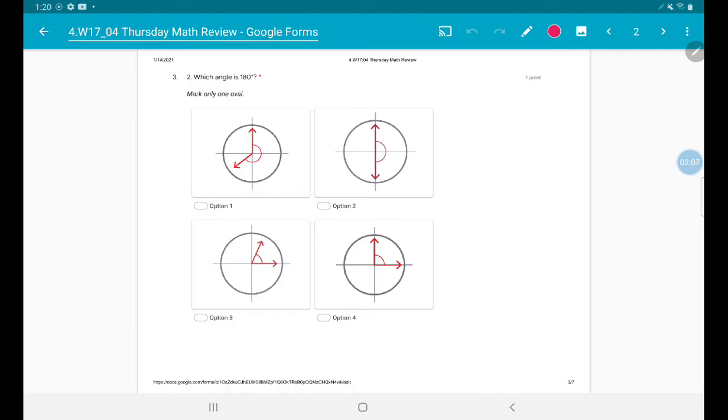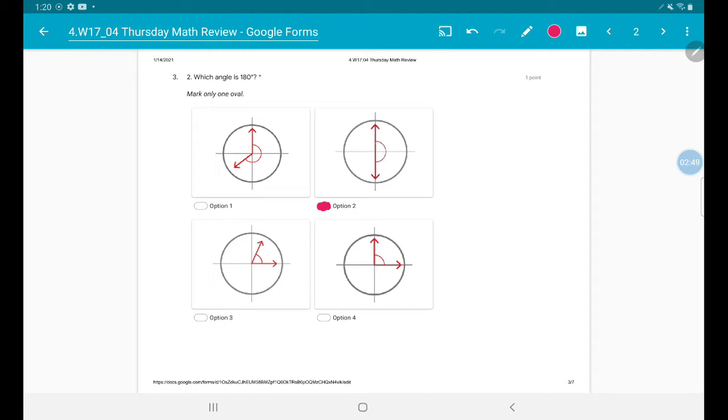All right, number 2 asks which angle is 180 degrees? What angle is 180 degrees? Option 2. How do you know option 2 is 180 degrees? Because each line on the circle is 90. Yeah, and 90 plus 90 is 180. Exactly. Each one of these sections represents a 90-degree angle. We can see it forms a perfect corner, a perfect 90-degree angle, and 90 plus 90 equals 180.